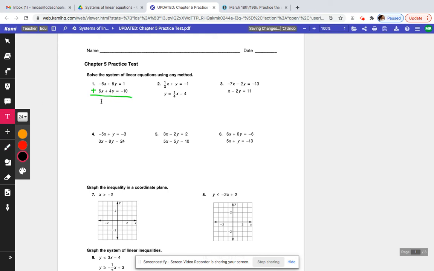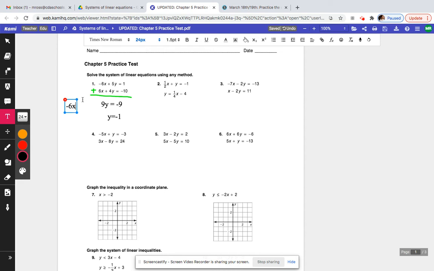We will end up with 5y plus 4y giving us 9y is equal to -9. And so our y is going to end up being -1. Then we can plug in what we know y is into one of the two equations. It doesn't matter. You can do the top one or the bottom one. I'll go ahead and just do the top one.